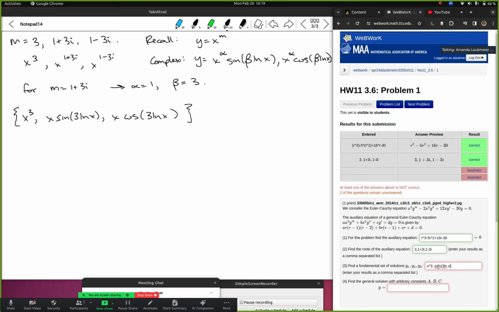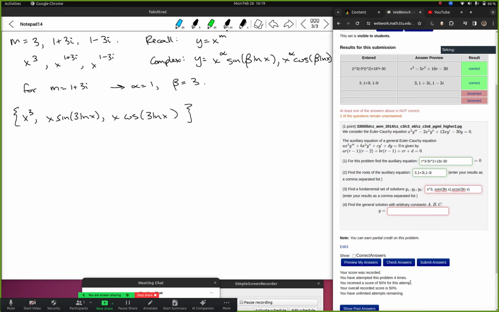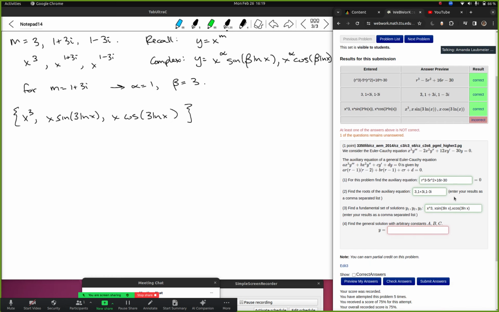We might have to fight webwork for formatting. We'll see. Nope, it's fine with that formatting. It saw all the parentheses it needed.